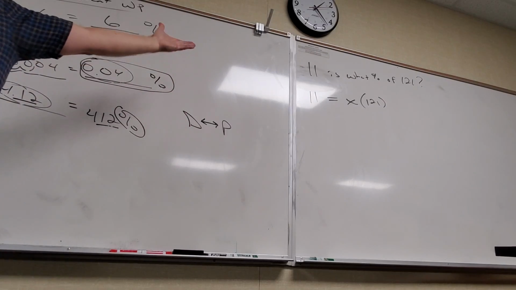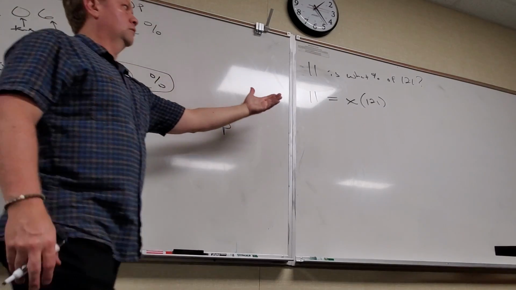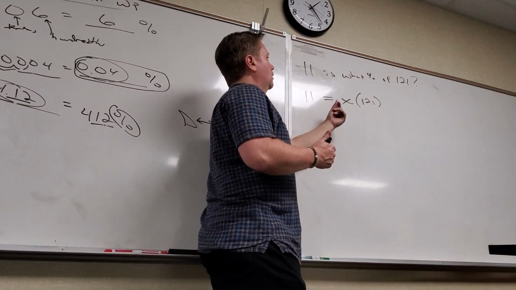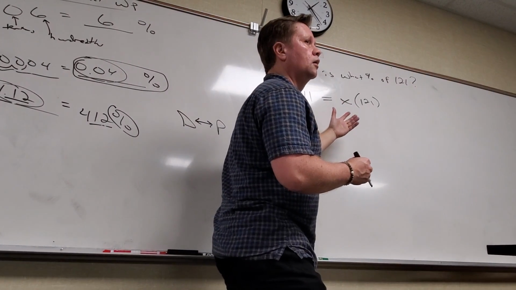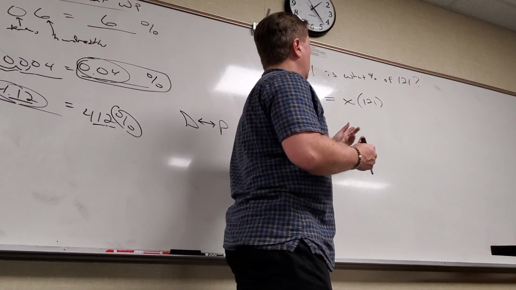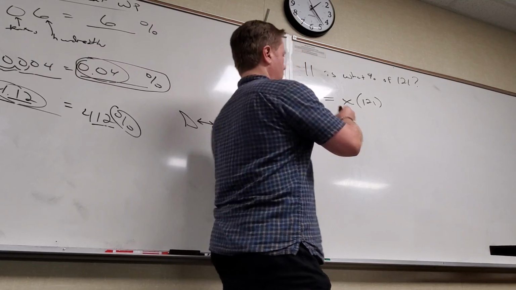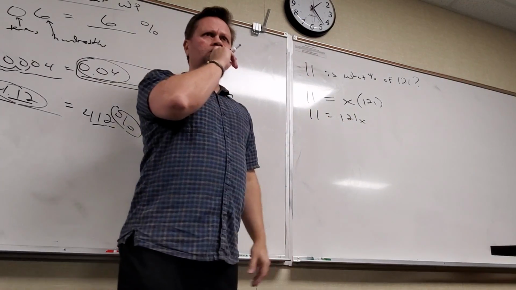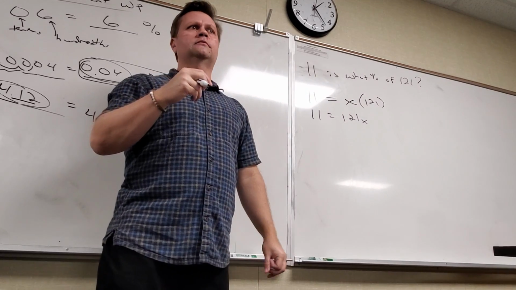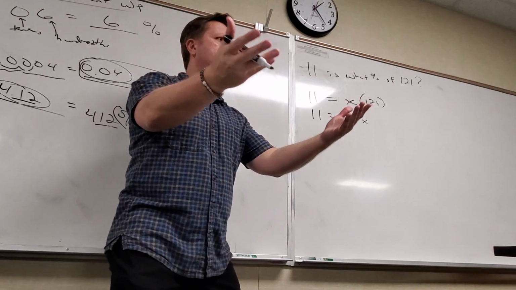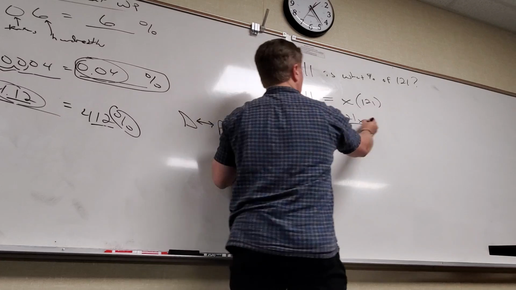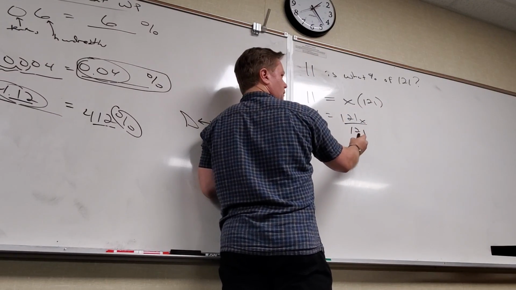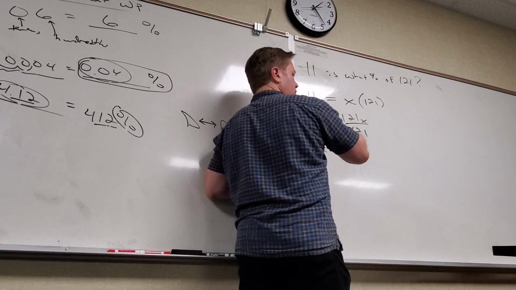So how do I solve that? X times 121. Sure. I don't know what that is. So I could rewrite this as this, if that's what you mean, right? And then how do I solve it? Divide by 121, right? Yes. Why is the x not by itself? Stupid 121. Get that out of there. So x is, this actually reduces to 1/11th.